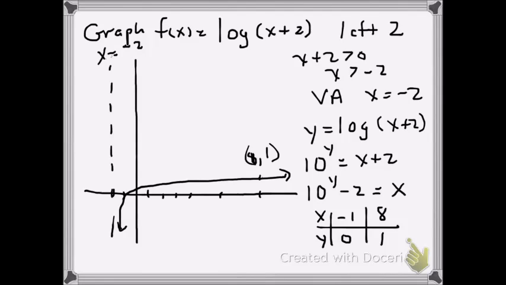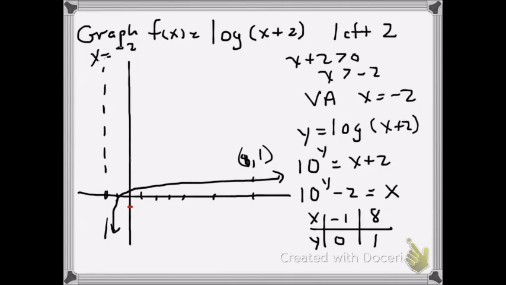Now we might as well go ahead and plot the graph of the inverse function. I'll change to red here and just switch the coordinates on each of those points. Minus 1, 0 becomes 0 and minus 1. And 8 and 1 becomes 1 and 8. I'll just estimate where that would be. Because we have a vertical asymptote at x equals minus 2, we'll have a horizontal asymptote at y equals minus 2.